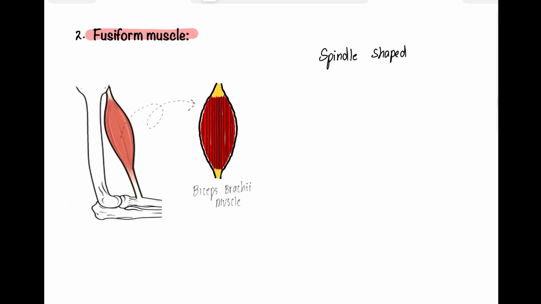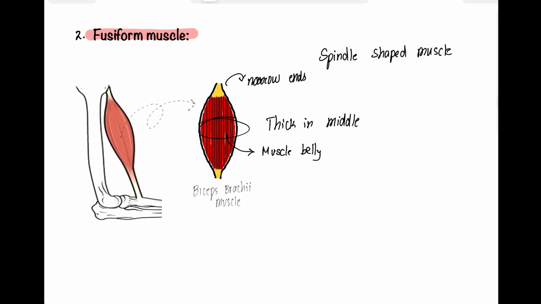The second one is fusiform muscles. These are the classic spindle-shaped muscles. They have a thick middle part and narrow ends and also have a prominent muscle belly. They allow strong contraction with good range of motion. The examples are biceps brachii and brachioradialis.